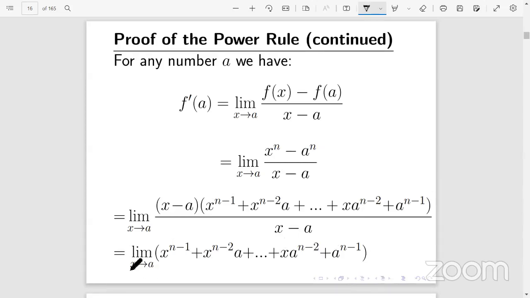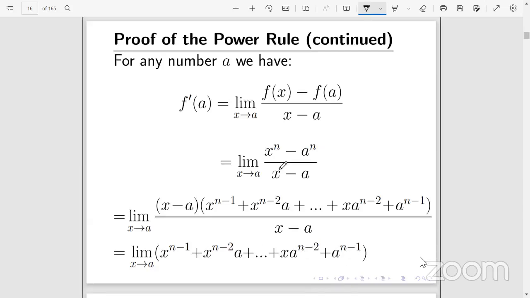So now we want to evaluate the limit, because remember here we cannot evaluate the limit because x is approaching a. If we substitute x as a, we end up with 0 undefined. So now we've been able to remove the discontinuity. Because we cancel the x minus a, we can now evaluate. Substitute x equals a, because now we have a polynomial.